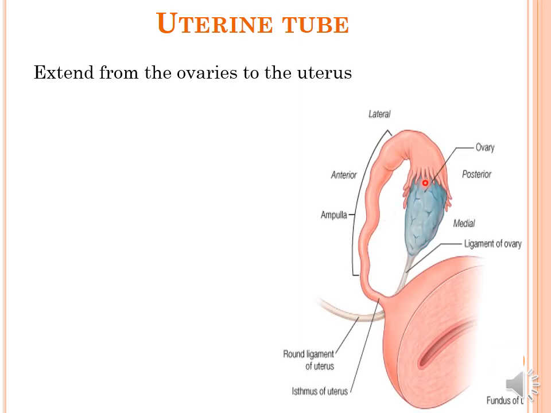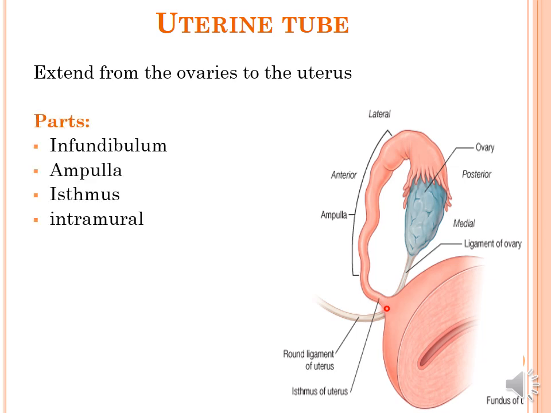The second part of the female genital organs is the uterine tube. This uterine tube, as you see here, extends from the ovary to the uterus. The uterine tube is divided into four parts. The lateral part is known as the infundibulum. This infundibulum has finger-like processes, as you see, which look like fingers, and they are known as fimbriae.